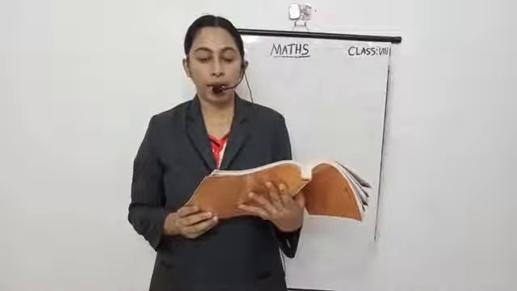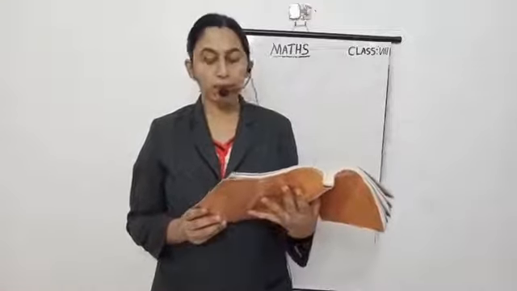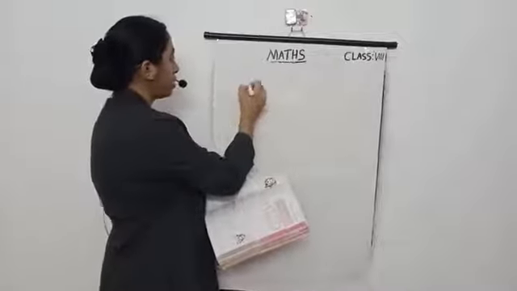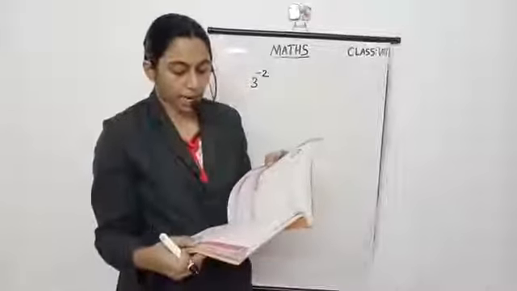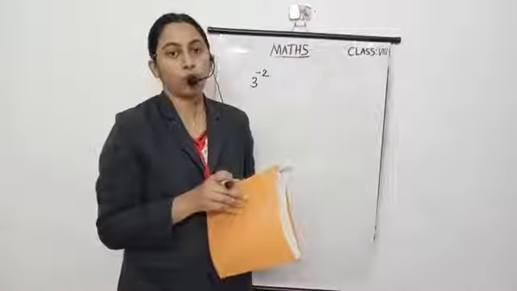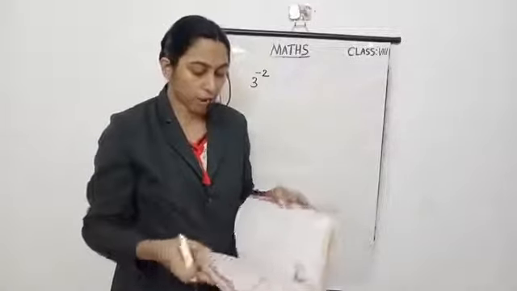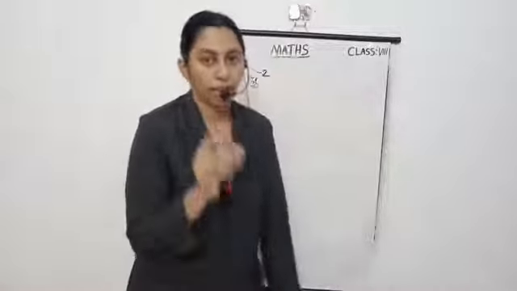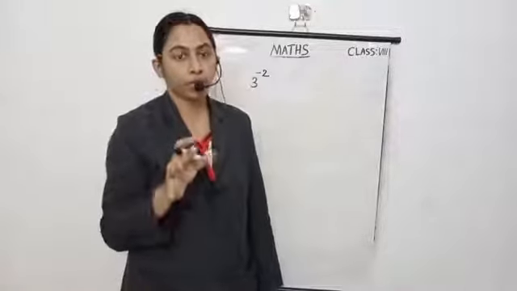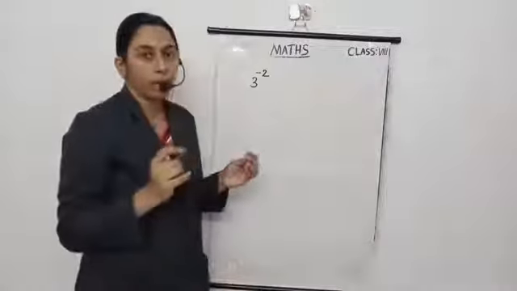Now take page 197, exercise 12.1. First question, evaluate. There are 3 sub questions. First is 3 raised to minus 2. In try this, the question was simplify and write in exponential form. So we found the answer in exponential form, isn't it? Here the first question is evaluate. Evaluate means find the final answer, not in exponential form, multiply and find the answer. Okay, so please be careful about the question.